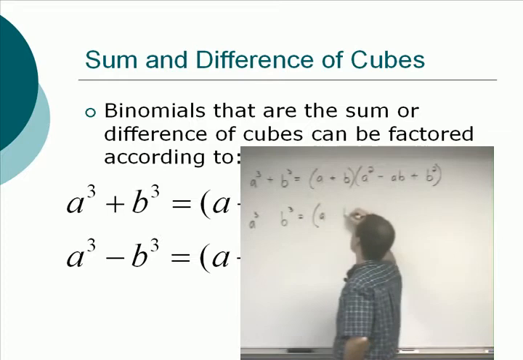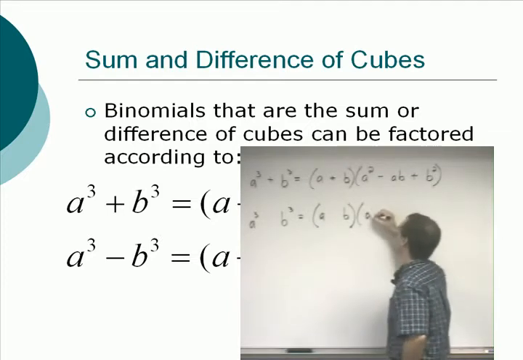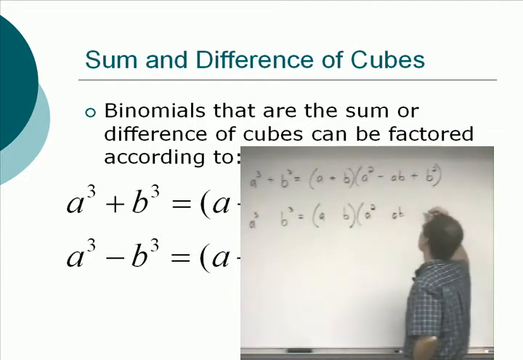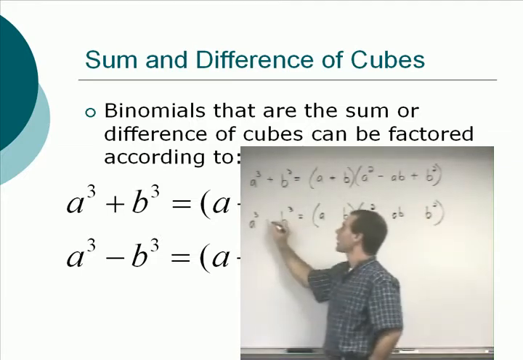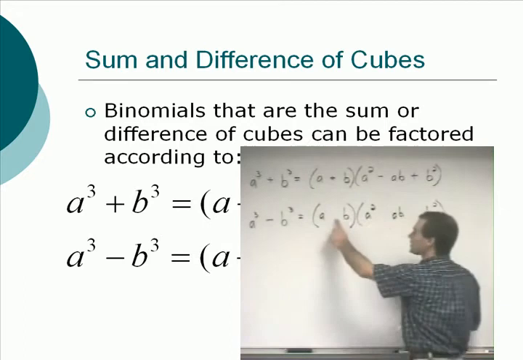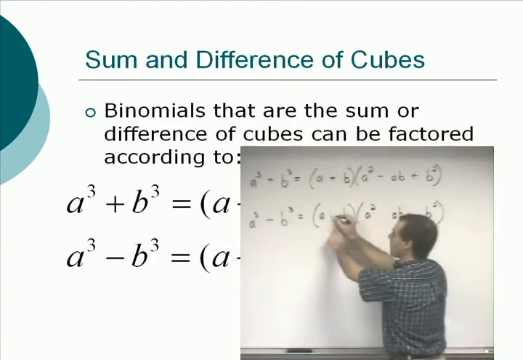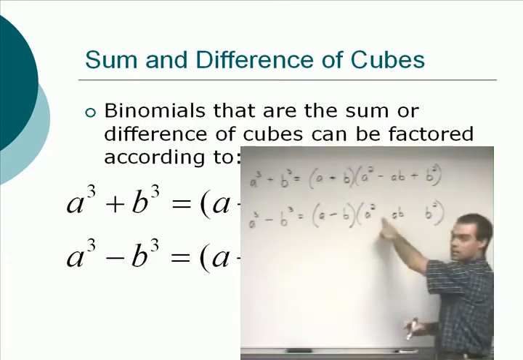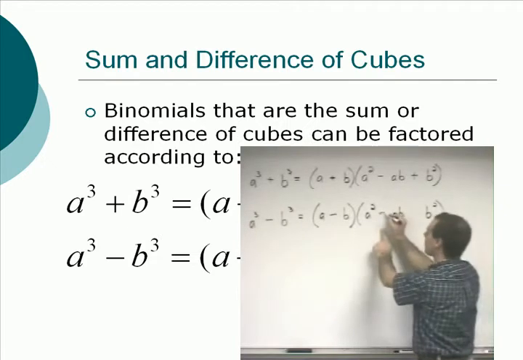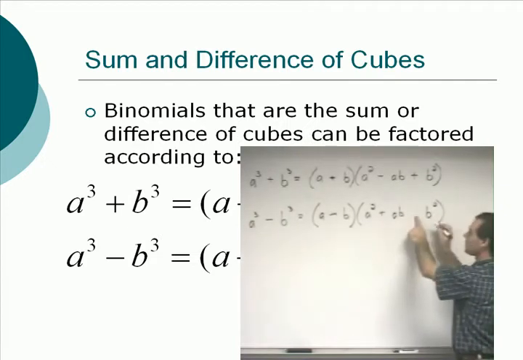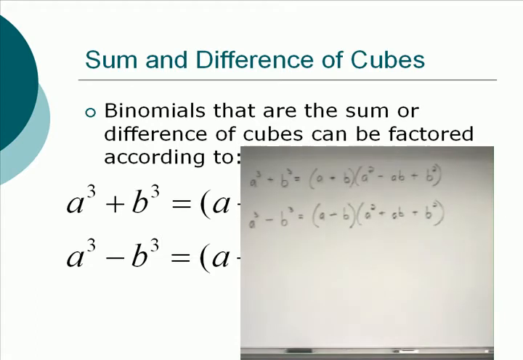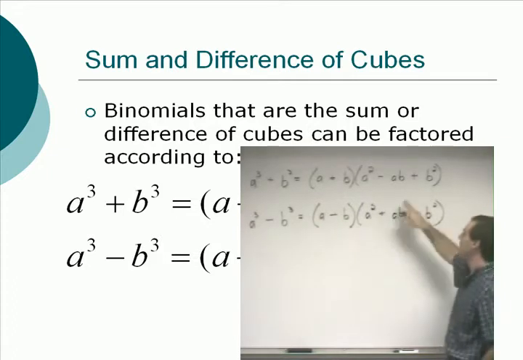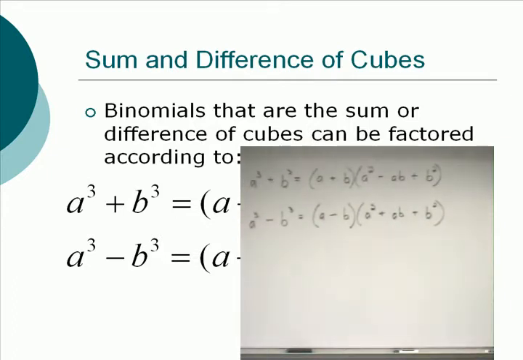this form, a and b, a squared, ab, b squared. Well, if you want to figure out how to factor minus, this sign is going to be the same, a minus. This sign is going to be opposite, so it's plus, and the last sign is always positive. So the structure is almost exactly the same. Just remember the first sign matches what you're trying to factor, the second sign is opposite, and the third one is positive.